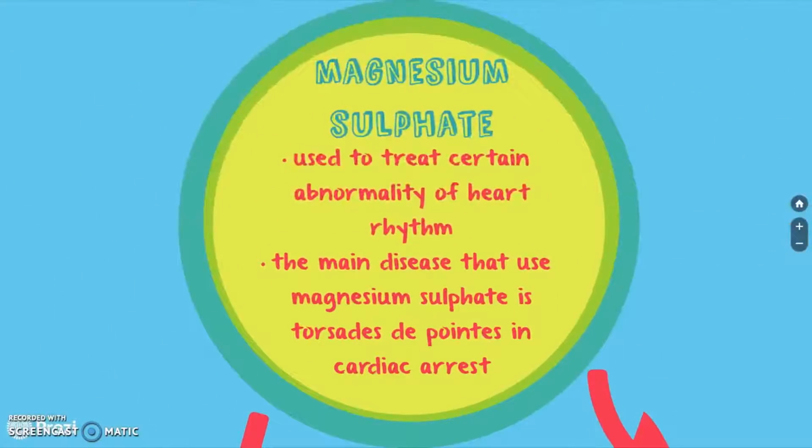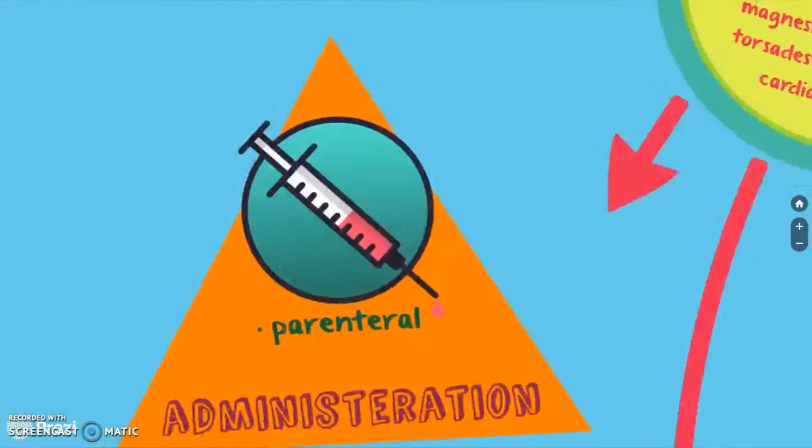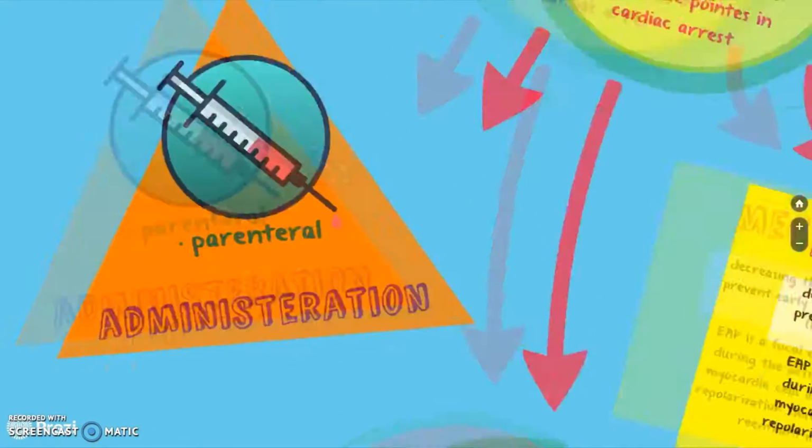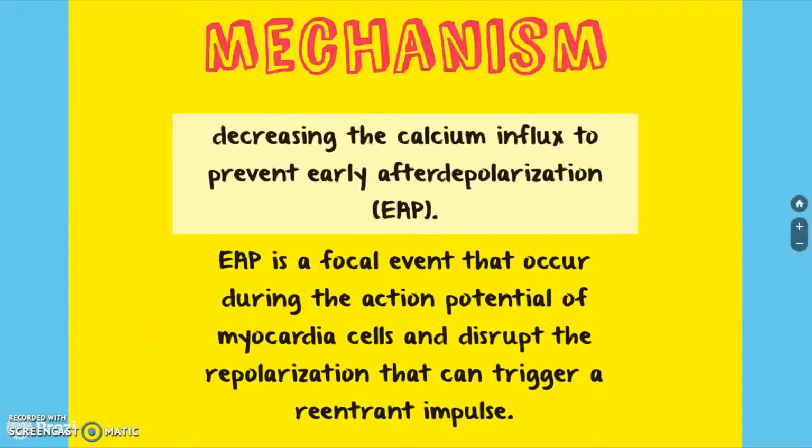Magnesium sulfate is used to treat certain abnormalities of heart rhythm. The main disease that uses magnesium sulfate is torsades de pointes in cardiac arrest. It is administered parenterally. The mechanism of action is decreasing the calcium influx to prevent early afterdepolarization, which is EAD.